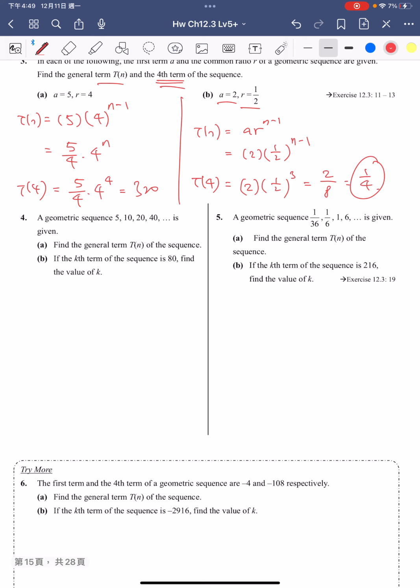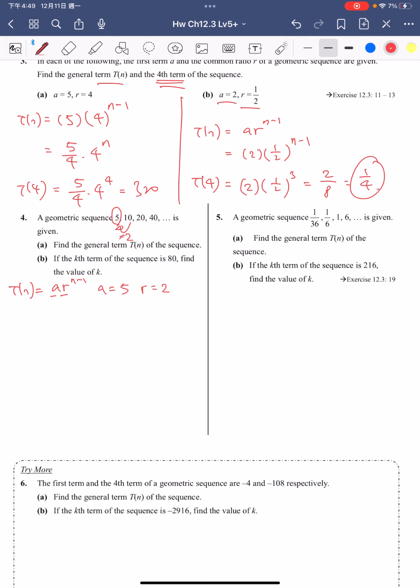For question 4, a geometric sequence is given, and we have to find the general term. Please bear in mind that for the general term, what we need is just the first term A and the ratio R to the power of n minus 1. So try to find out what A and R are, and pause the video to do it yourself. Okay, the answer should be: the first term is just the first number here. So A is equal to 5, and the ratio is the second number divided by the first number, which is times 2.